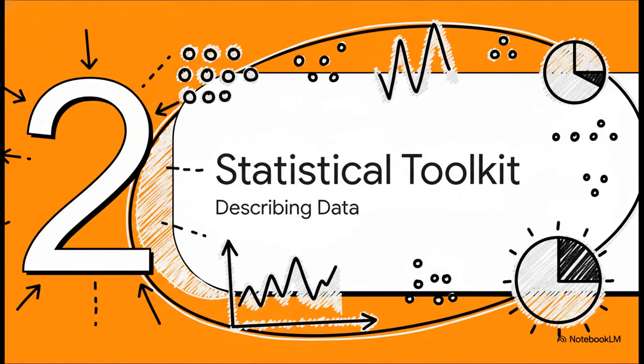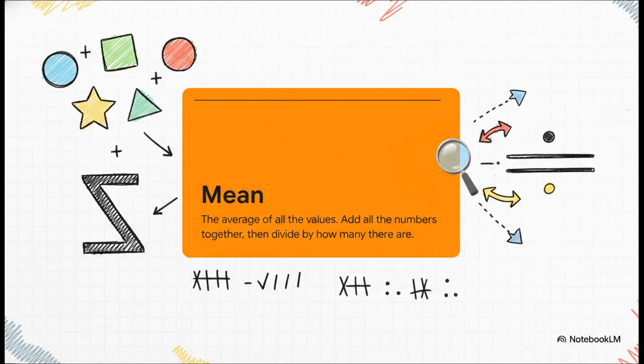Okay, but before we can jump into the deep end and start testing big ideas, we've got to get a feel for our data. The very first step is to find its center of gravity, and we do that with a few key measurements. First up, the mean. You almost certainly know this one. It's the good old average. You just add up all your values, divide by how many you have, and boom, you've got your mean.